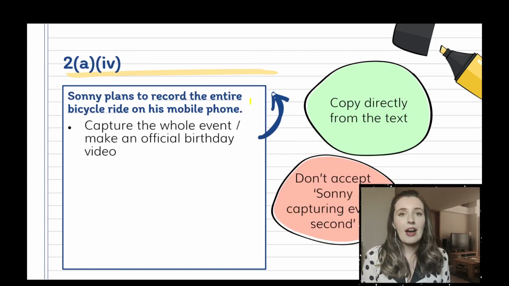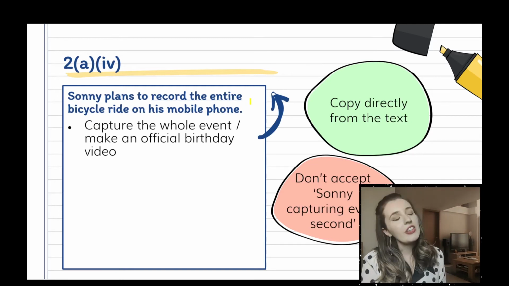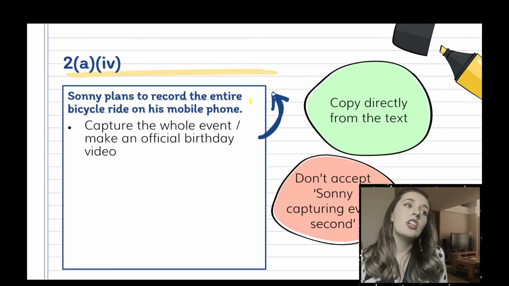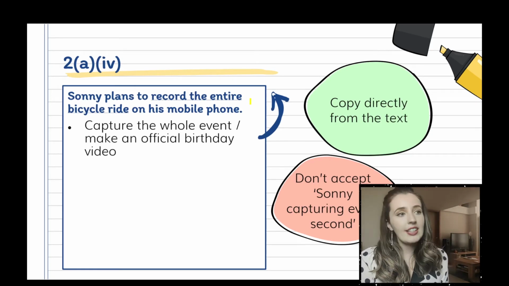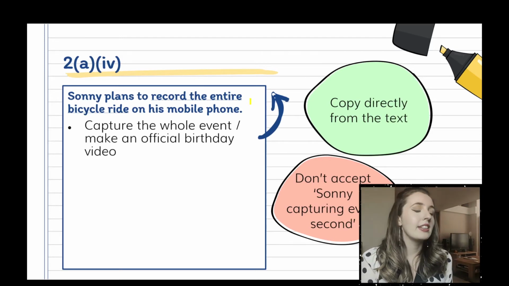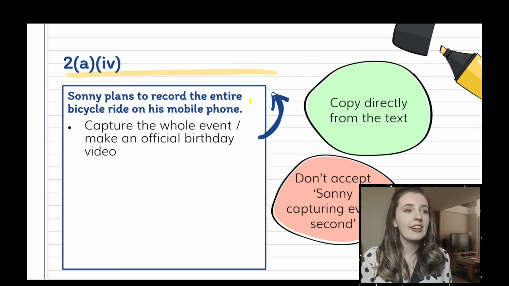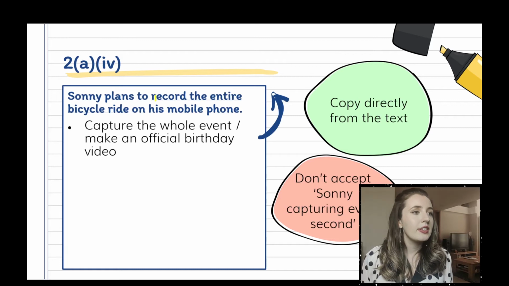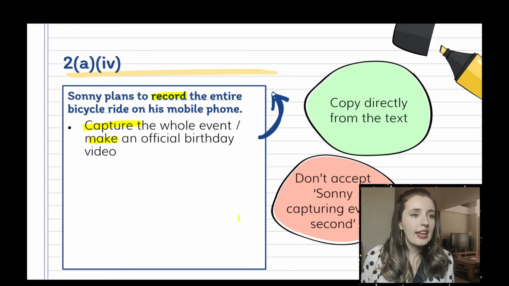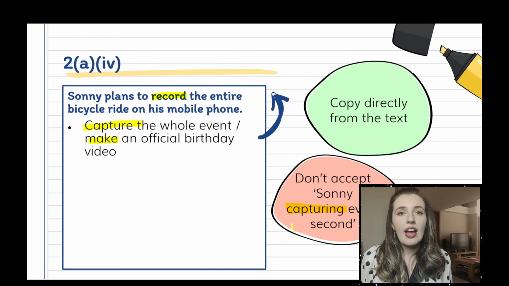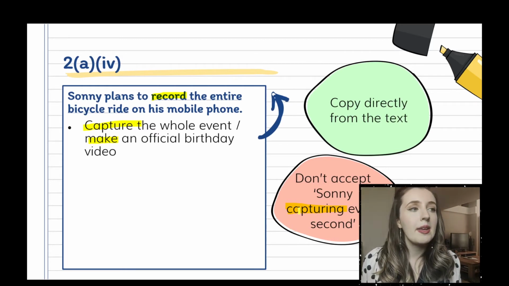And then finally, part 4 for this first part of the question, you needed to find a word or phrase that meant the same as record the entire bicycle ride on his mobile phone. So the correct answer was capture the whole event or make an official birthday video. You would not have been allowed to have Sunny capturing every second. And I think that is because if you look at the verb forms, record, capture, make, so those are all used in present simple tense. Whereas here, Sunny capturing every second, here we've got the ing, the continuous, and I wonder if that's why CIE think that it's not quite the same meaning.